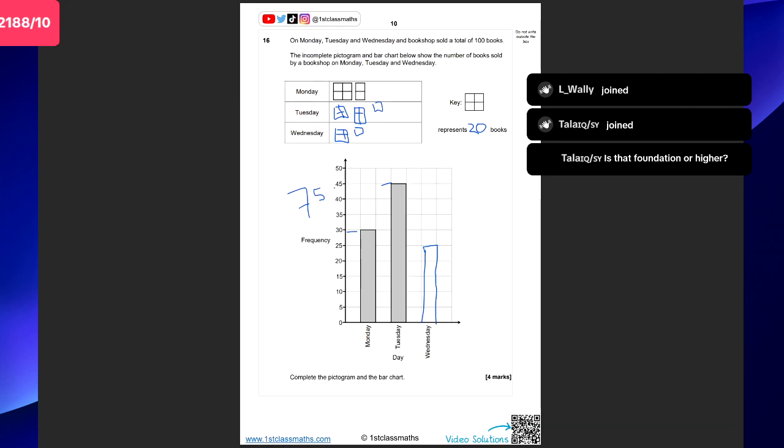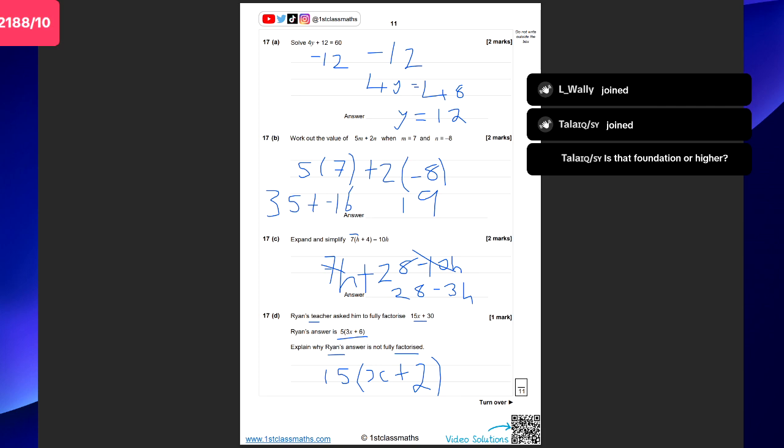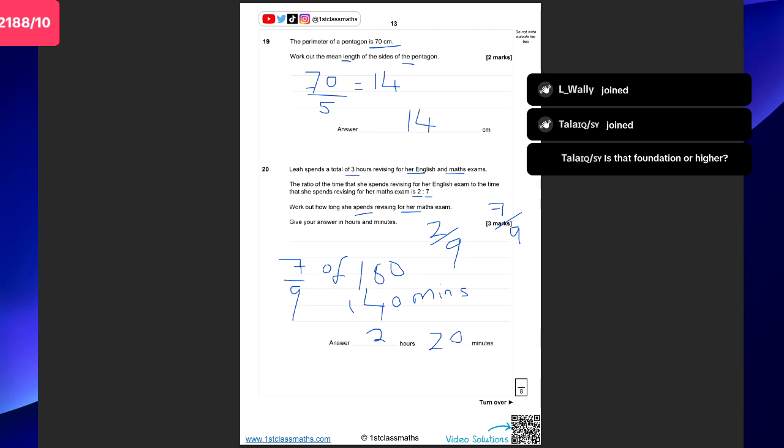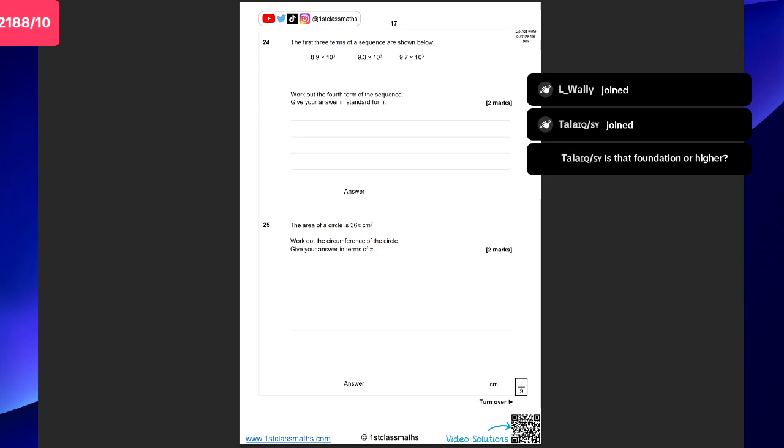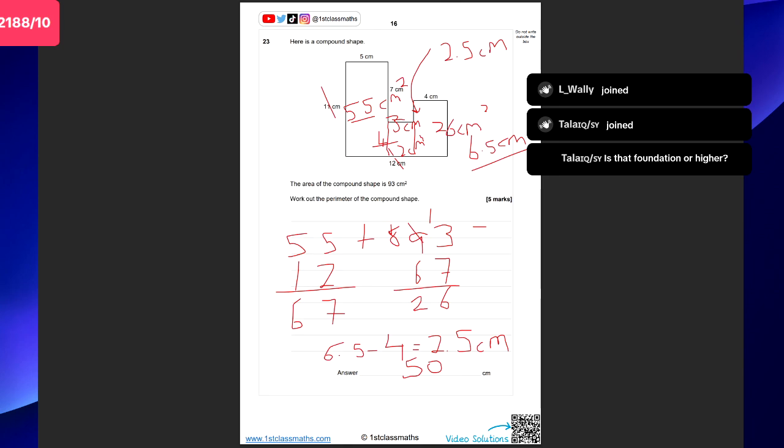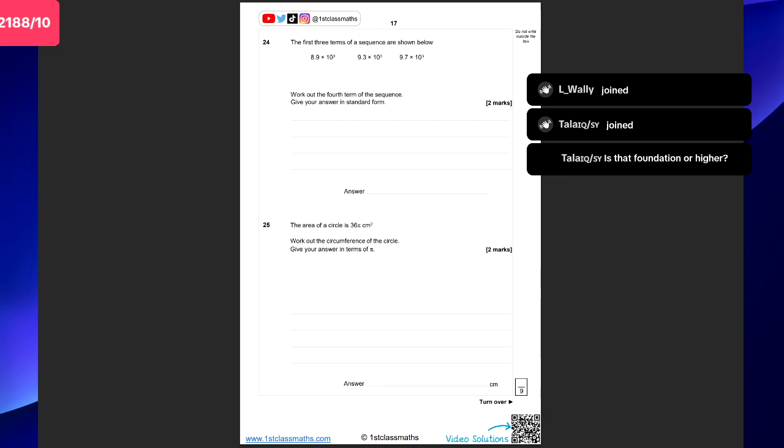So question 17 onwards here is higher tier content as well as foundation. Okay, so that's my answer for that question. Okay, so we got there in the end. Okay, right, next one, looking at some standard form.